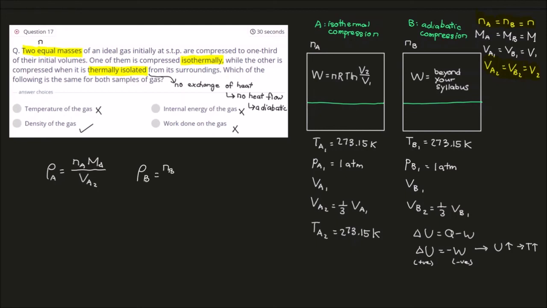Number of moles for B, molar mass of B, then you get mass of system B, then you divide by VB2. So VA2 is equal to VB2, mass A is equal to mass B, so you know that rho A is equal to rho B as well. So the density should be the same because they have the same volume and the same mass of gas inside the container. Therefore, the answer should be this one, density of the gas.